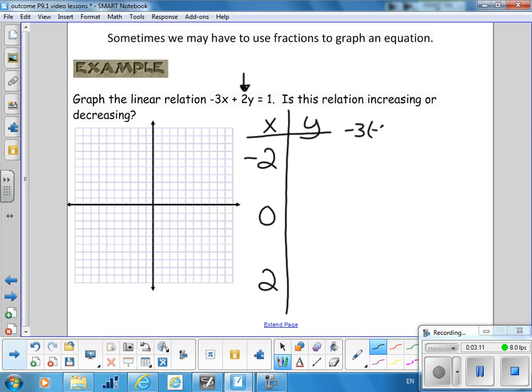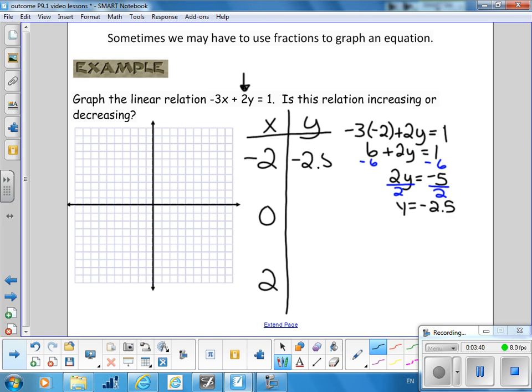So -3 times -2 plus 2y equals 1. We get +6 plus 2y equals 1. Solving equations, we use inverse operations, so we need to subtract 6. 2y equals -5. Inverse of multiplication is division, so we divide both sides by 2. So we are going to get -5 divided by 2 is -2.5. That's not too bad of a one to have to deal with, because we know where half is between our grid points.